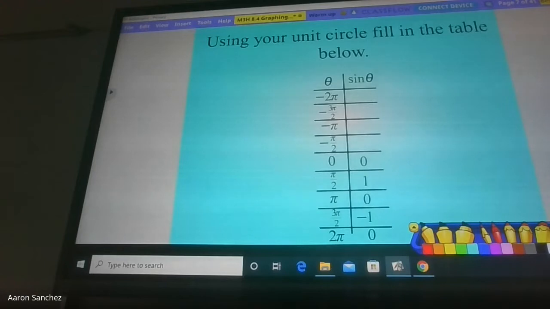So type in printable unit circle. Or build a unit circle. That works. Printable unit circle. There. That's one I use. There it is. Got it? Okay. All right.